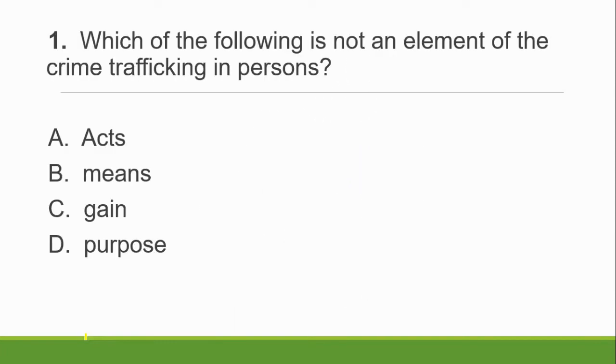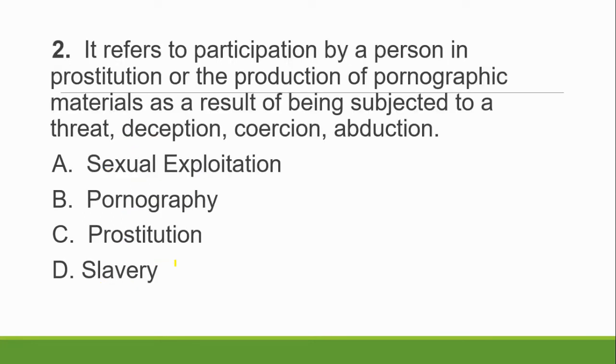So, one, which of the following is not an element of the crime trafficking in person? So, alin dyan ang hindi element? A, acts. B, means. C, gain. D, purpose. So, hindi kasali ang gain. Kasi acts, means, and purpose, ito yung mga elements ng trafficking person o human trafficking. Pero gain, hindi kasali yan. That is not an element of the crime.